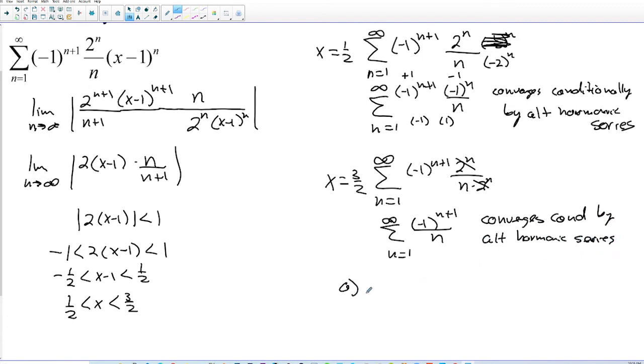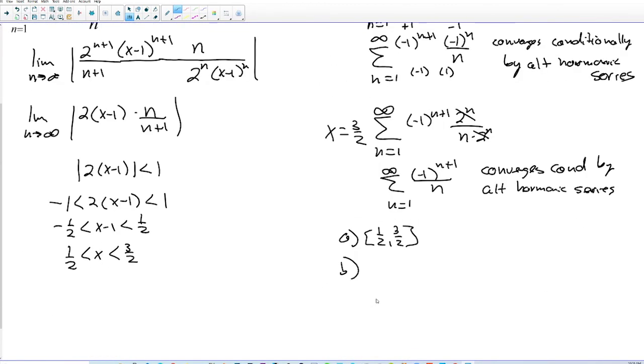So A, where does this converge? Well, it converges from 1/2 to 3/2. B, where does it converge absolutely? None. And C, where does it converge conditionally? At x equals 1/2 and x equals 3/2.